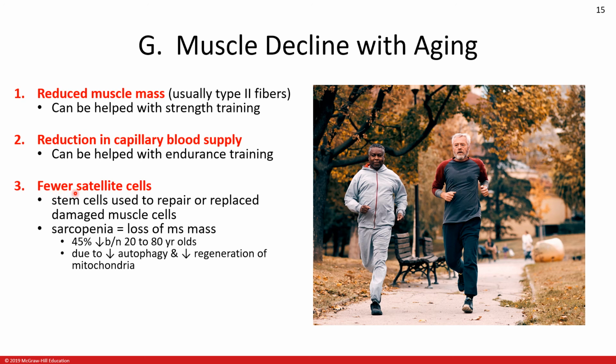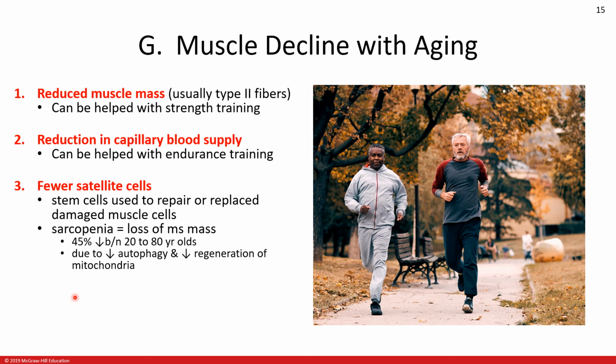We also have something called satellite cells in our body. And satellite cells are basically like stem cells. And those stem cells are used to repair the myofibrils, or can actually replace some of them when they get damaged too much. So if we have fewer stem cells, fewer satellite cells, we're not going to be able to replace those cells that we're losing as easily. Often this can lead to a condition called sarcopenia, which is basically just a loss of muscle mass. And from the time that you're 20 years old until you're about 80 years old, the average person is going to lose about 45% of their total muscle mass.